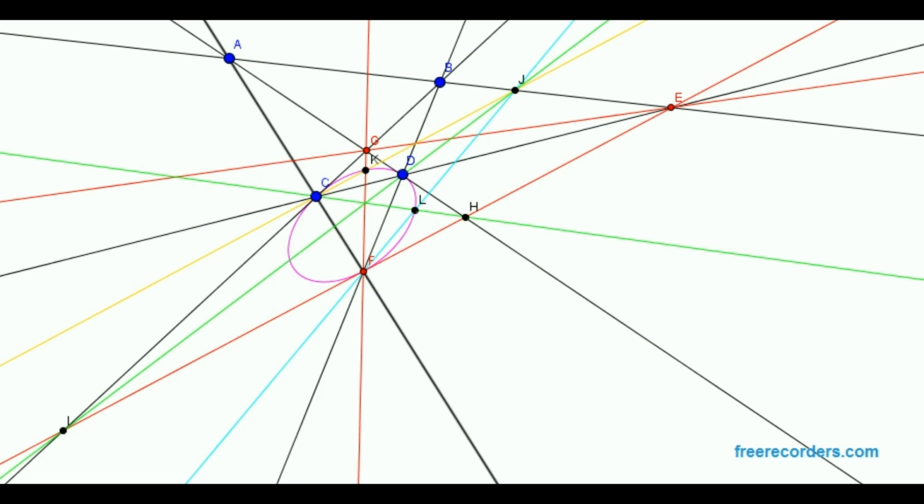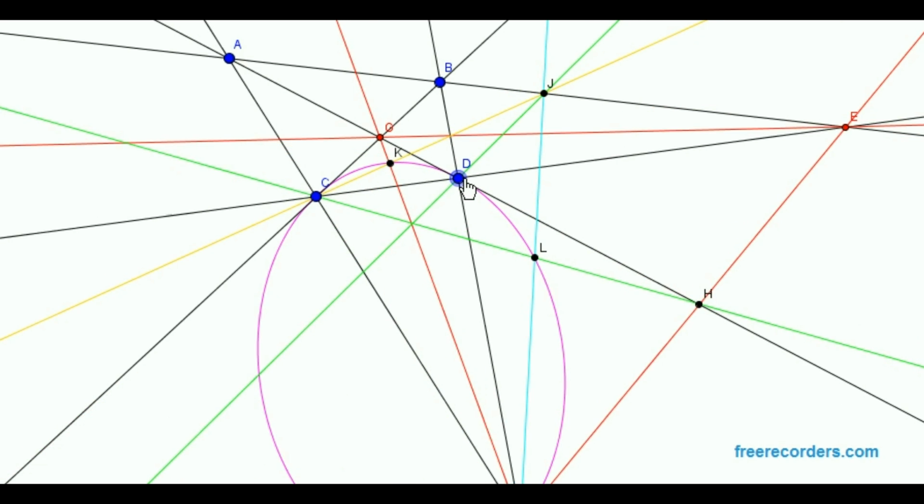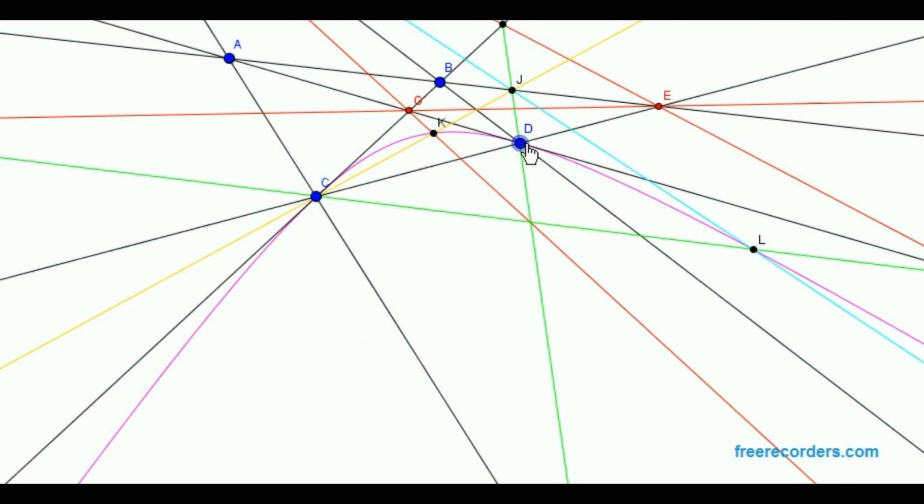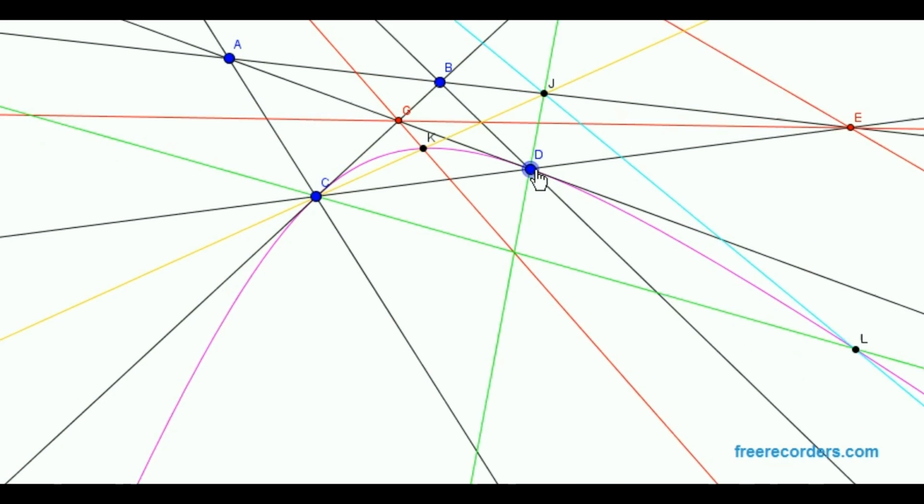So this conic has lots of nice properties. Let me just play around with it a bit to try and convince you that it's robust.